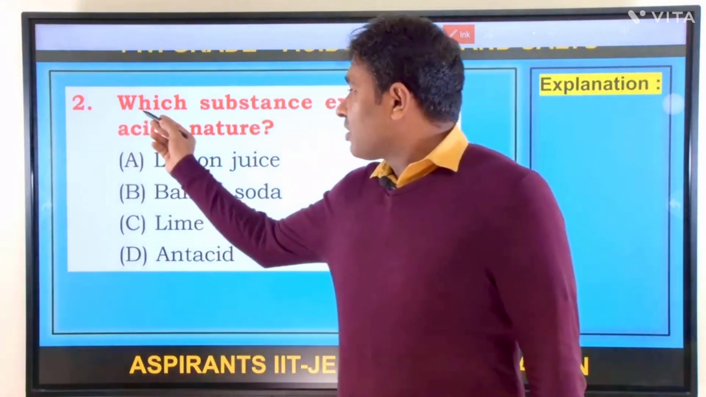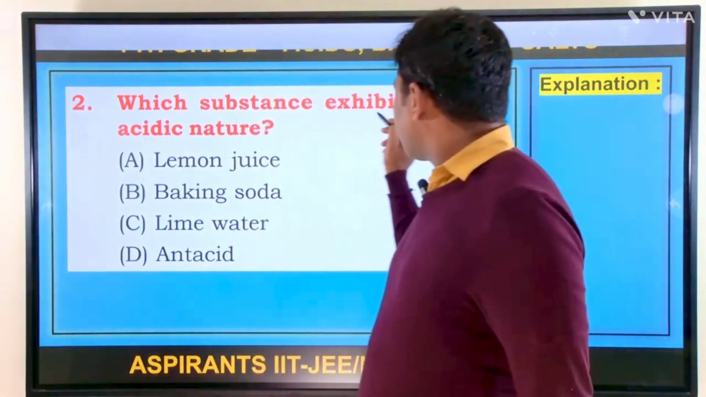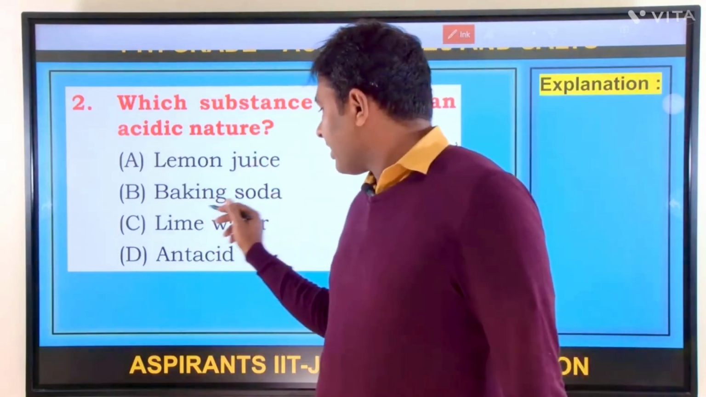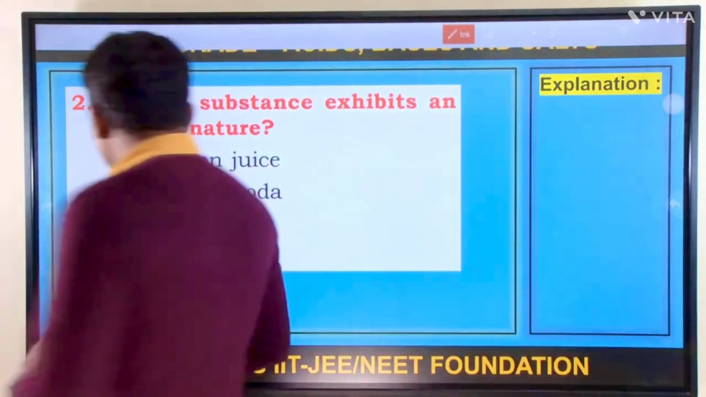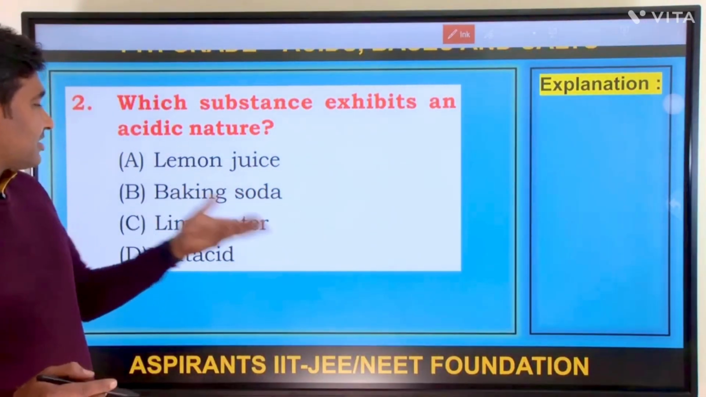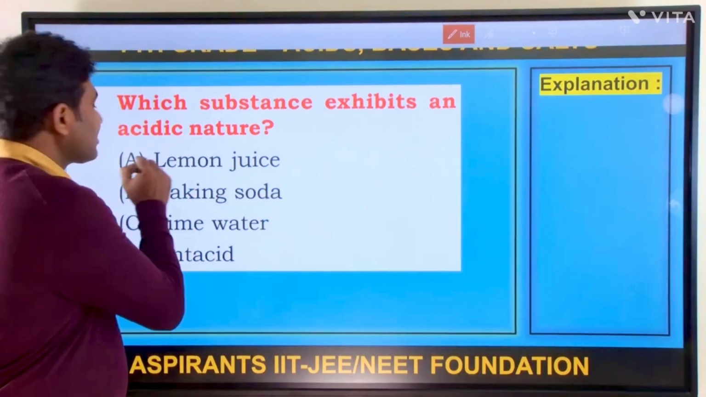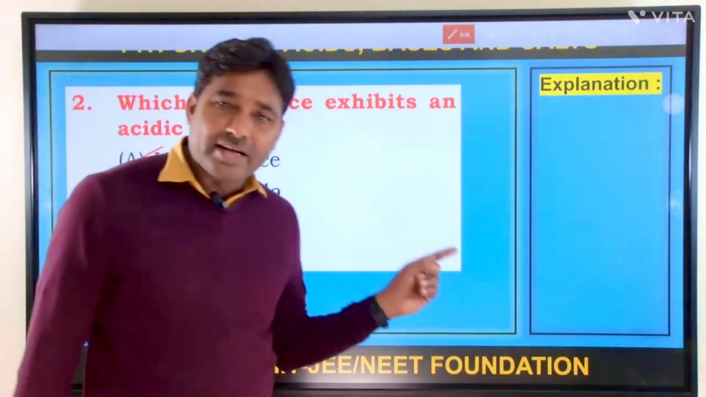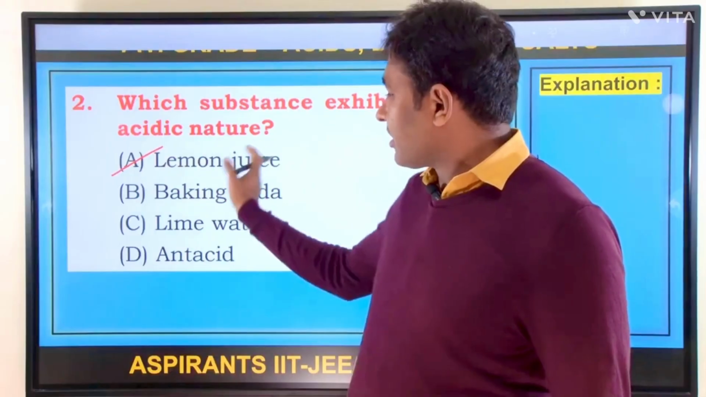The second question is: which substance exhibits an acidic nature? Lemon juice, baking soda, lime water, antacid. Just now we discussed that lemon is a citrus fruit containing citric acid. So which is acidic in nature? Lemon juice is acidic in nature, because lemon juice contains citric acid. Due to the presence of citric acid, it is acidic in nature.